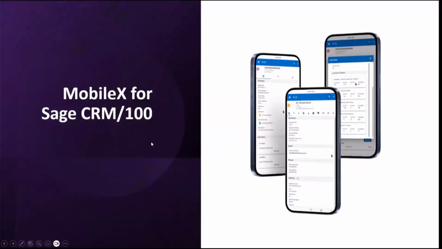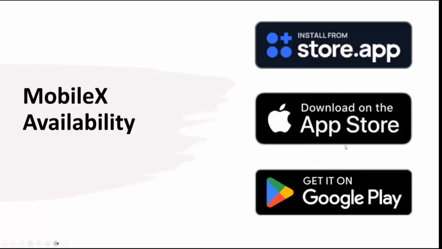We did say that we would quickly cover MobileX for Sage 100, so just to mention that it is available for Sage CRM and Sage 100, and again Sage 300 if that was of interest. So we'll have a quick look at that later. In terms of MobileX availability across all of the Sage products, it's available from store.app as a progressive web app. It's available from the Apple Store or from Google Play. But MobileX Lite is available for Sage CRM, so you could begin using that straight away if you so wish. It's very scaled back in terms of the functionality that's available, but it is available in the app stores if you wanted to give that a try.